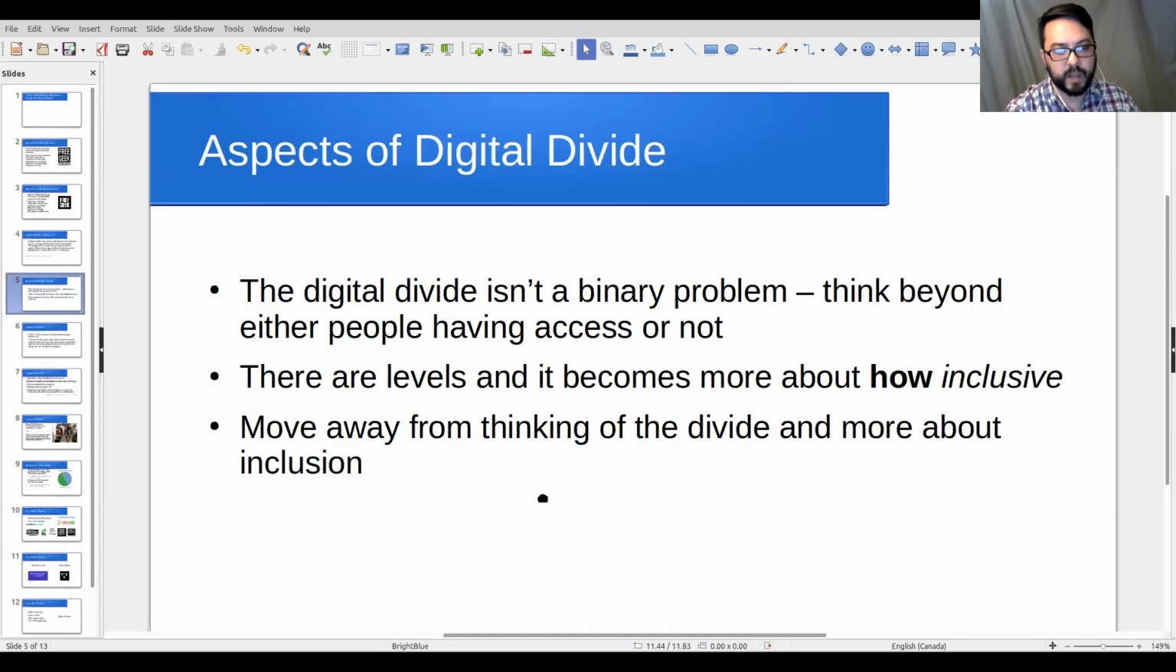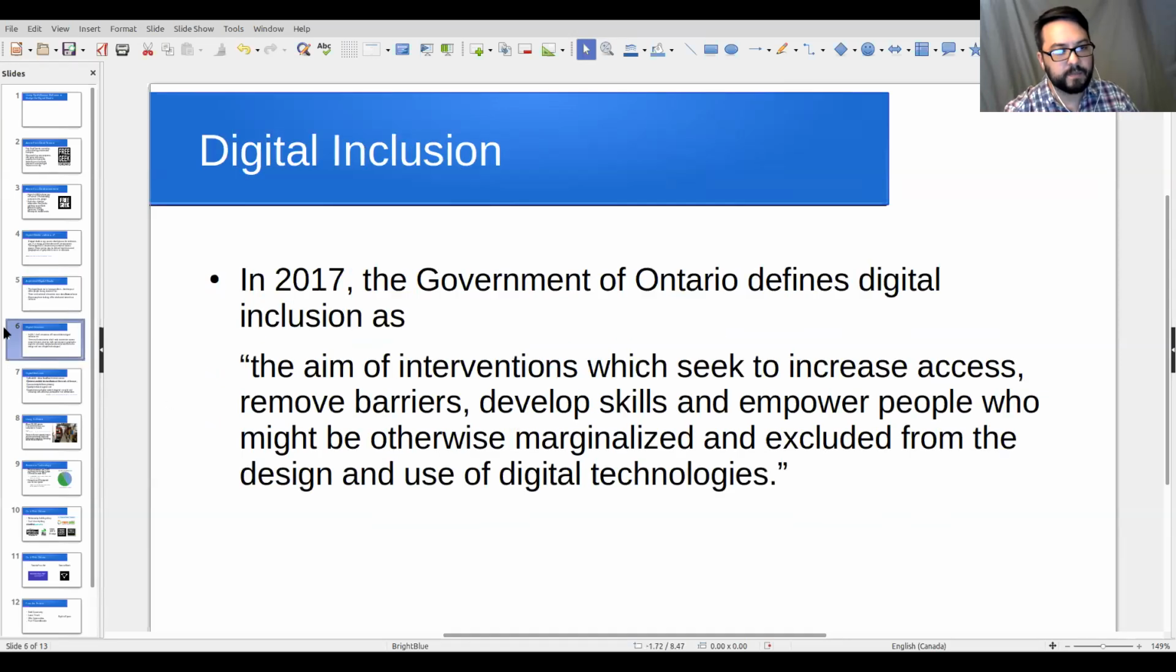So it's really about looking at how to become more inclusive with technology. The Ontario government in 2017 defined digital inclusion in a very specific way: an intervention to seek to increase access, remove barriers, develop skills, and empower people who might otherwise be marginalized and excluded from the design and use of digital technologies.